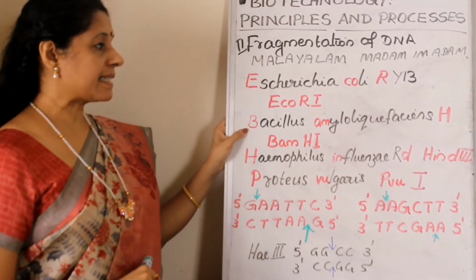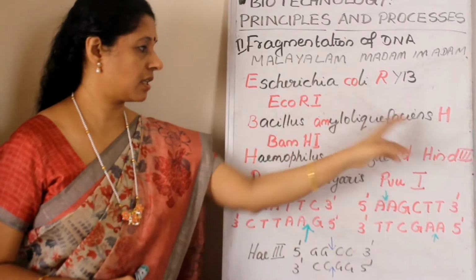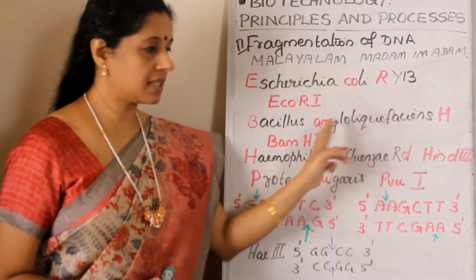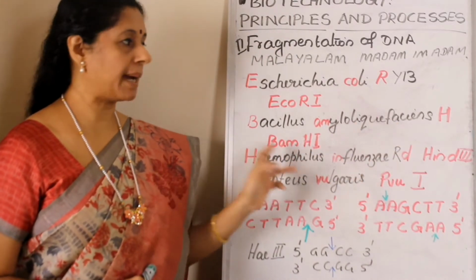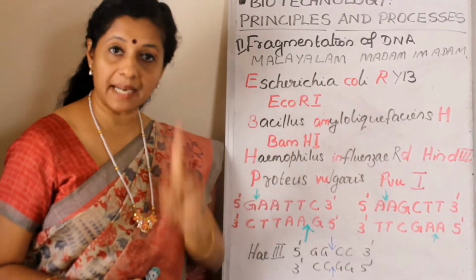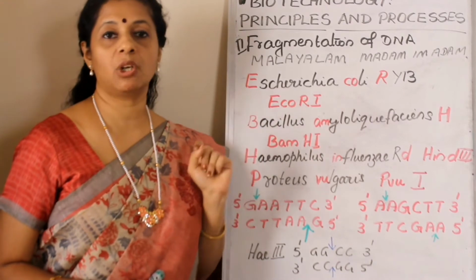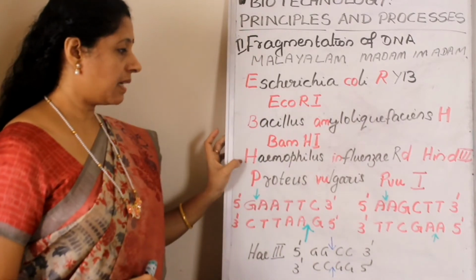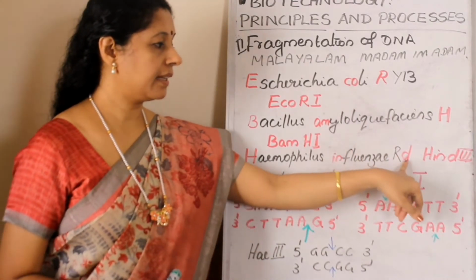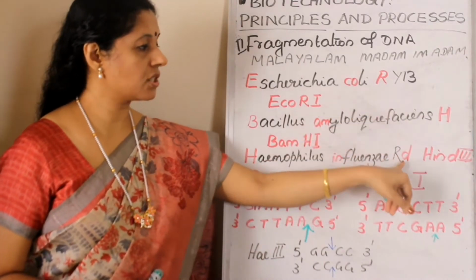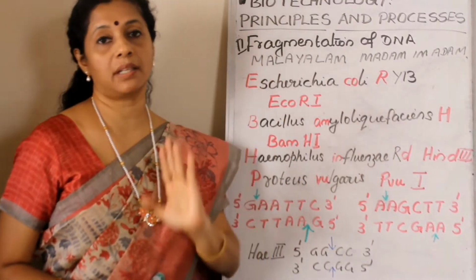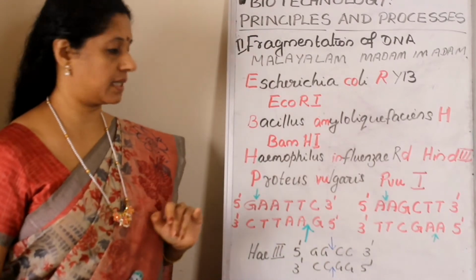Then Bacillus amyloliquefaciens, H. The Bacillus genus name, so B is taken. Amyloliquefaciens species name, so the first two letters AM are taken, so BAM. The strain name is H, and this is the first one isolated from that particular bacterium, Bacillus amyloliquefaciens, so 1. The same way Haemophilus influenzae, H in, and here the strain is RD, R is already taken, so D is used here. HIND3, 3 means it is the third found in the bacterium Haemophilus influenzae.